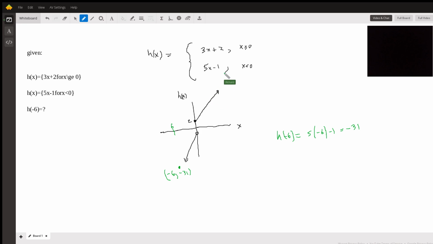So get used to the piecewise function, and I strongly encourage you to do a quick sketch when you see these problems.